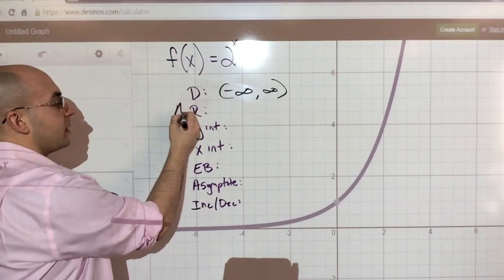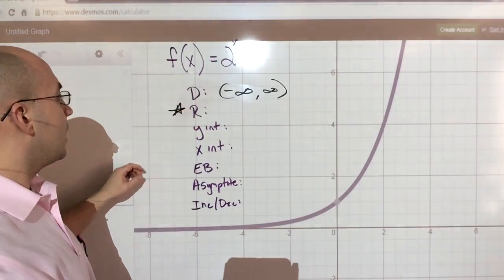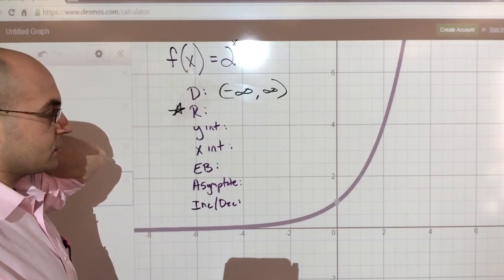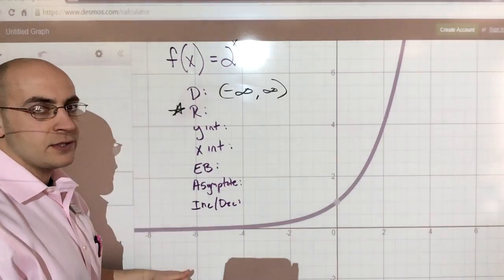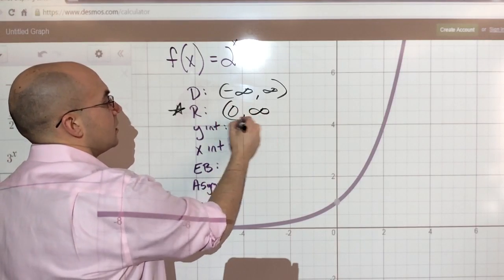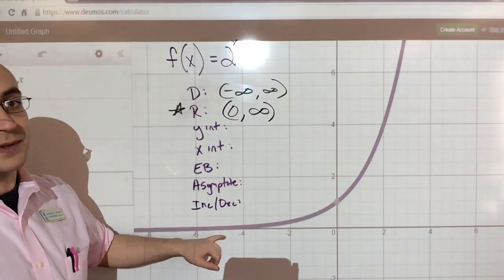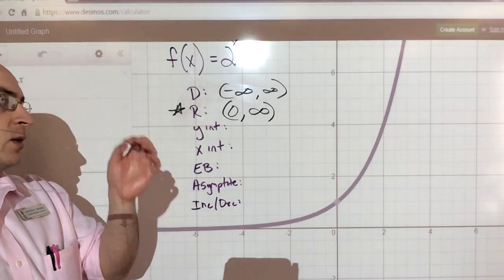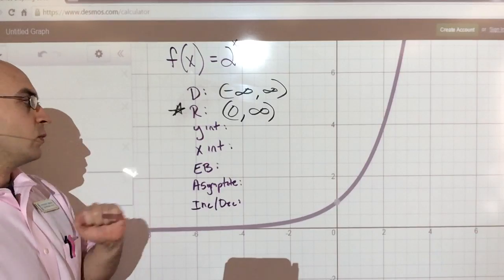Range, so hopefully you unpaused me after you got all these right, or you think you did. The range I'm starring because that's super important. So the range of this function is, what is its lowest y value to its highest y value? The lowest y value here is 0 and it goes to infinity. Right? They're both parentheses because this function will never touch 0 on the y-axis. We'll never get to that point. It will get infinitely close to that point, but it will not touch.